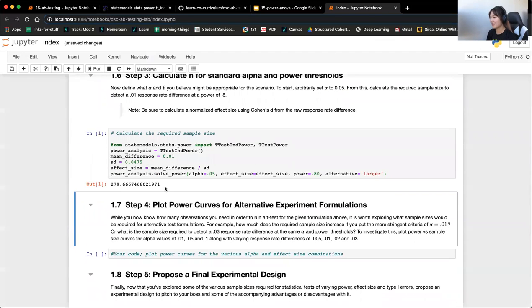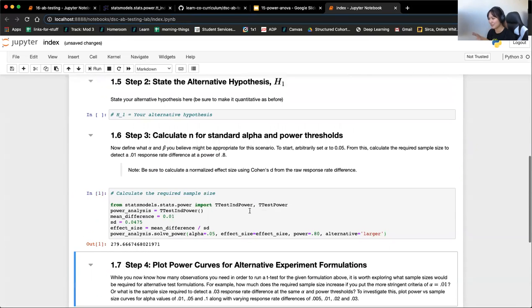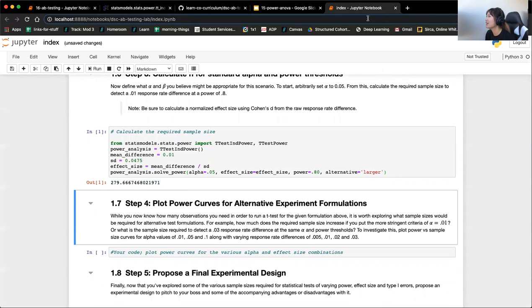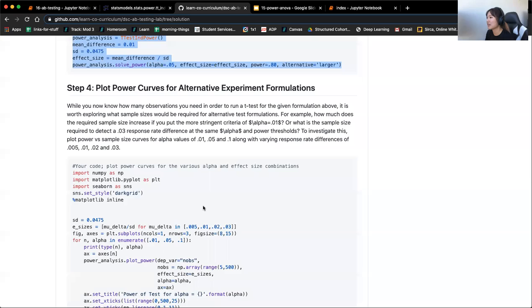Solving power, yeah, about 280. So for this company to detect this response rate difference, they need to give their new email template to 280 people. Which, if you think about a company giving out email templates, I guess that's not too many people. I don't know. I don't know marketing as well. All right, what else do we have here?